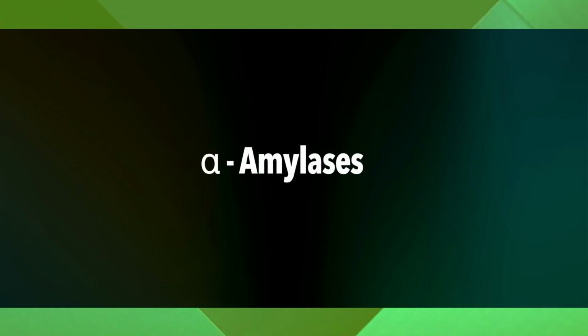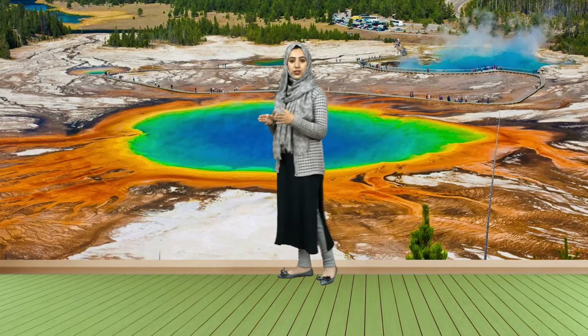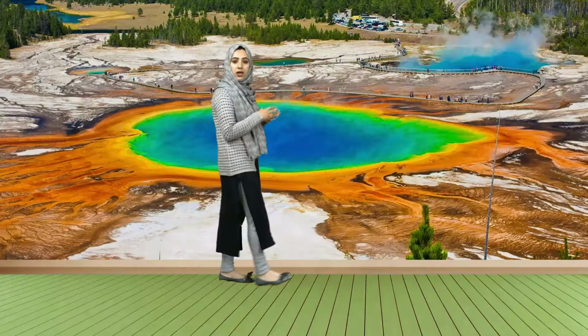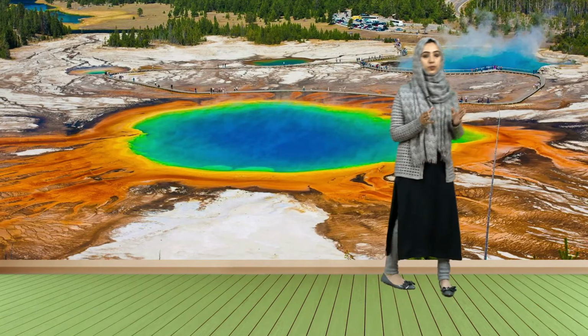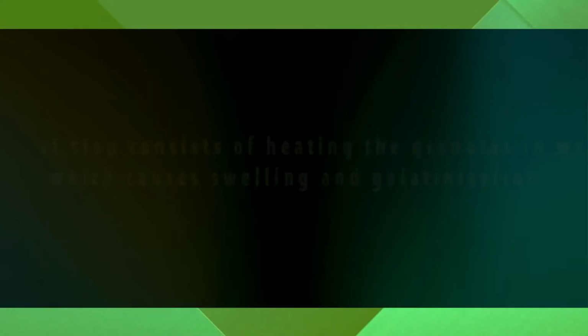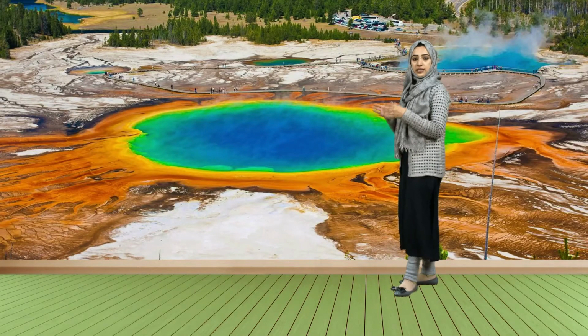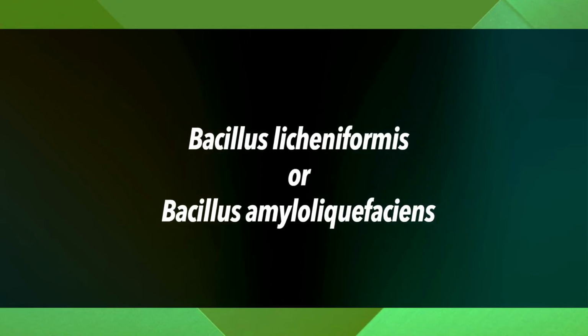Second is the alpha amylases. Alpha amylases are endo-acting enzymes that cleave alpha-1,4 bonds. They are used in the first stage of starch conversion, that is liquefaction. Raw starch consists of insoluble semicrystalline granules on which most enzymes are poorly active. The first step consists of heating the granules in water, which causes swelling and gelatinization. Then starch is liquefied by the thermostable alpha amylase from Bacillus licheniformis or Bacillus amyloliquefaciens.